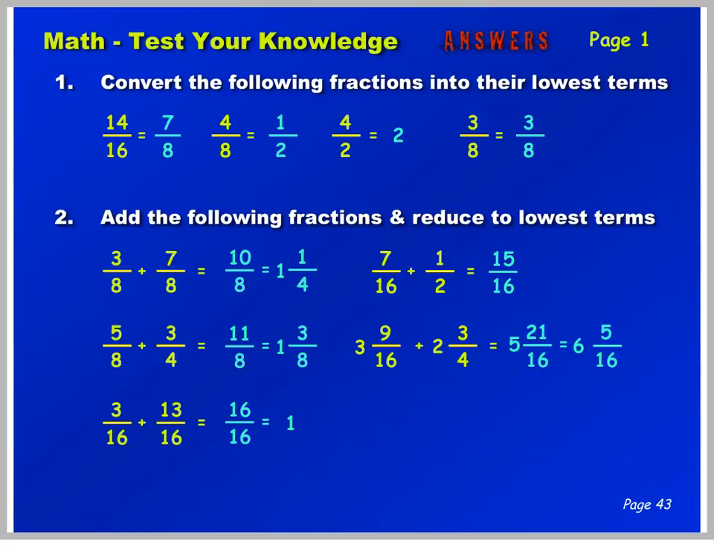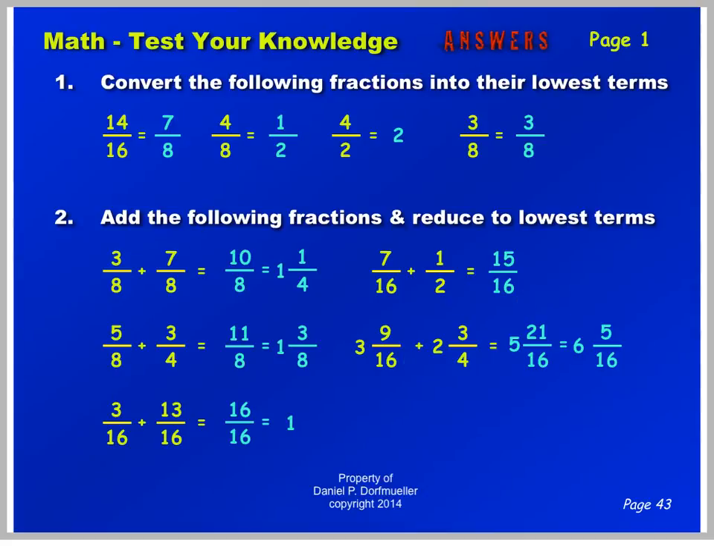Number 2, add the following fractions and reduce to their lowest terms. 3 plus 7 gives you 10/8, can be reduced to 1 1/4. 5/8 plus 3/4 has to be reduced to 11/8, which equals 1 3/8. 3 plus 13, we're already at 16, gives you 16/16, and that is equal to 1. 7/16 plus 1/2 is 15/16, and that would be its lowest terms.